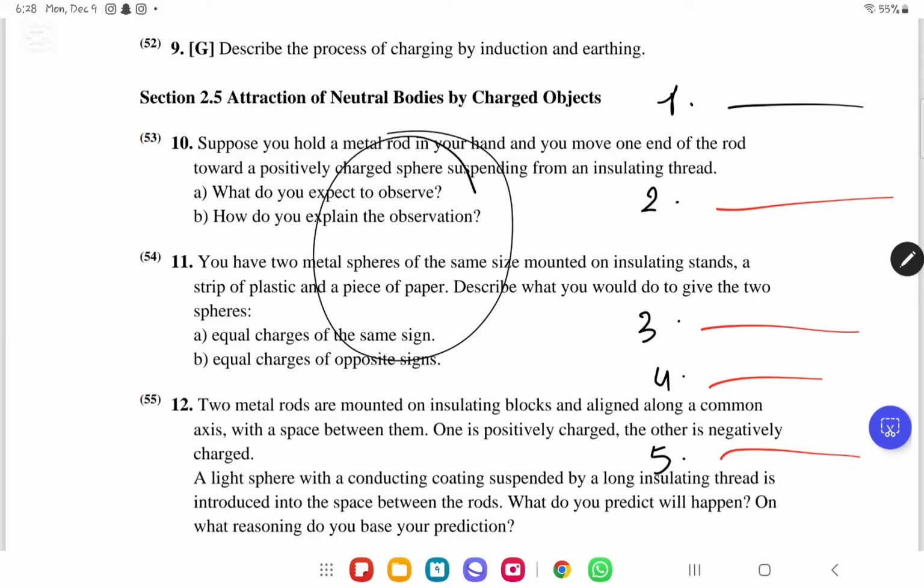So let us draw what exactly is happening. We're going to have a sphere. In the sphere, we're going to have like 3 positive, 3 negative. It's neutral. Then what we are going to do is get a charged rod, which is positively charged, and it's going to attract the negative charges.